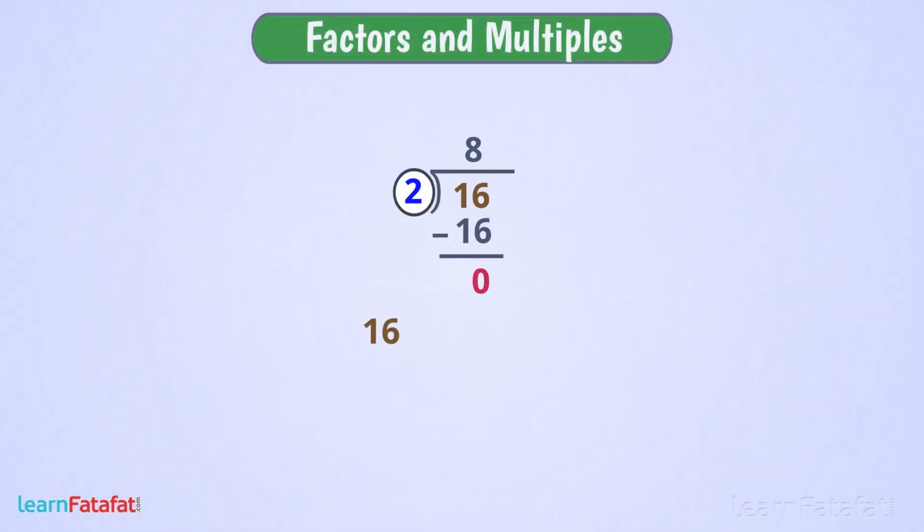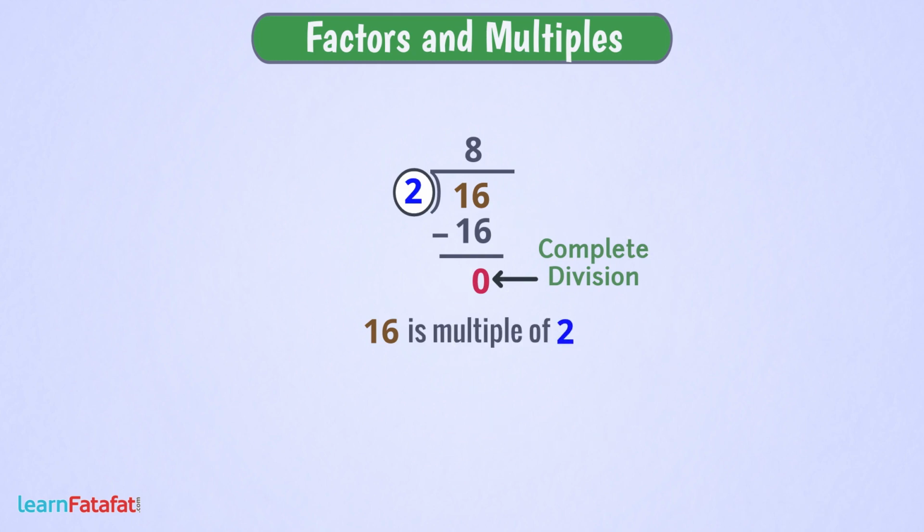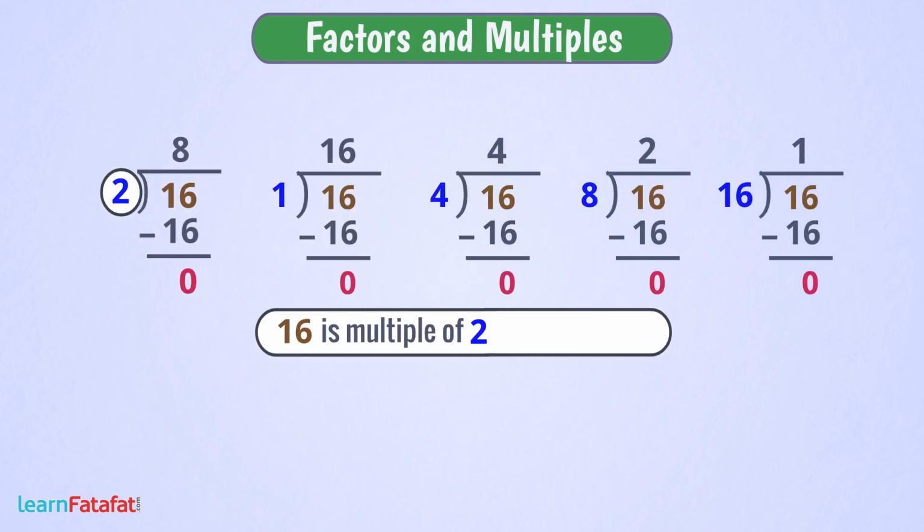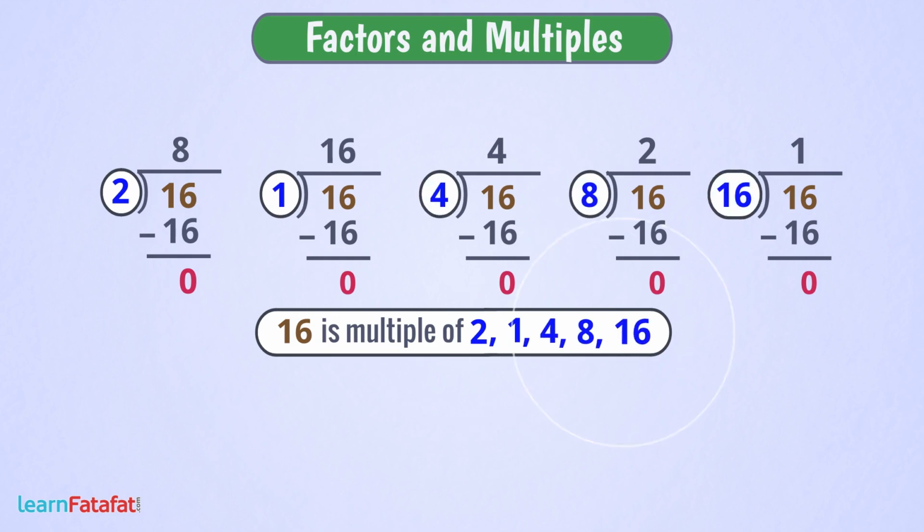The number 16, which gets divided completely by another number, is called a multiple of that number. So 16 is a multiple of 2. Similarly, 16 is also a multiple of 1, 4, 8 and 16 as well.